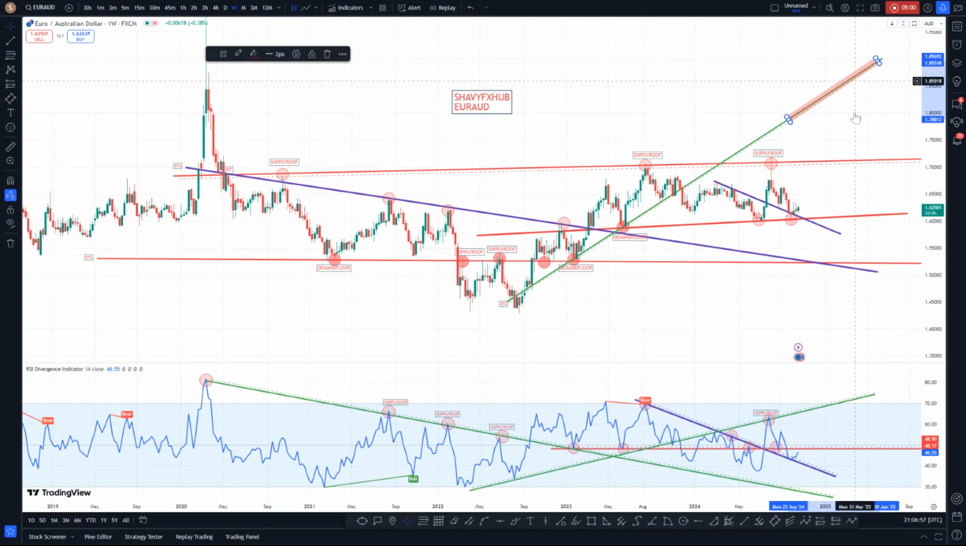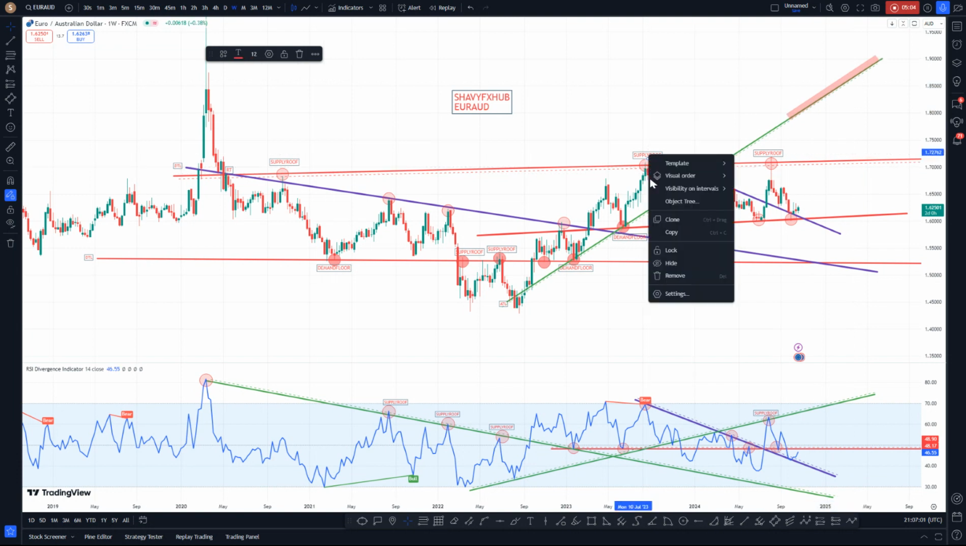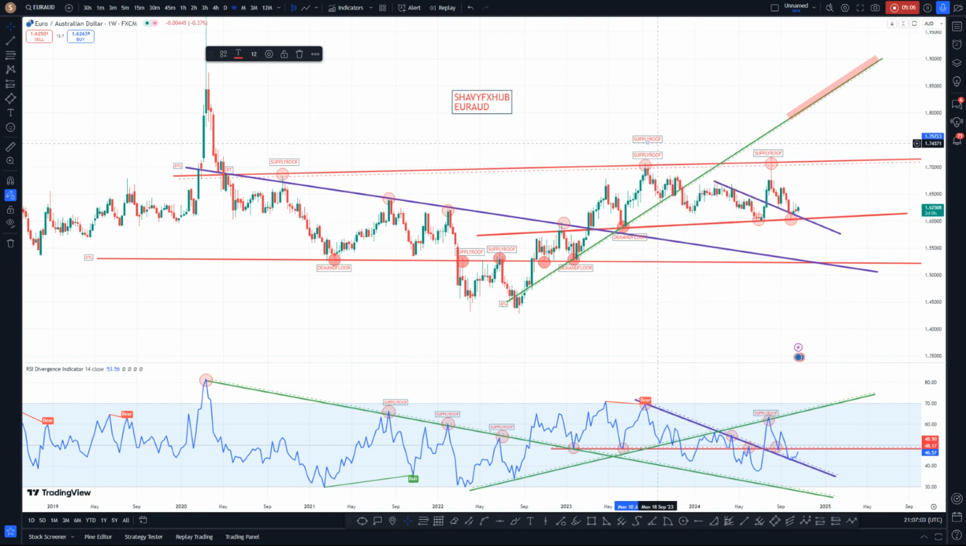Why is it a supply roof? A break of a demand floor becomes a supply roof. This is the next place EA is coming to. I'm not telling you to believe, I'm telling you to know.